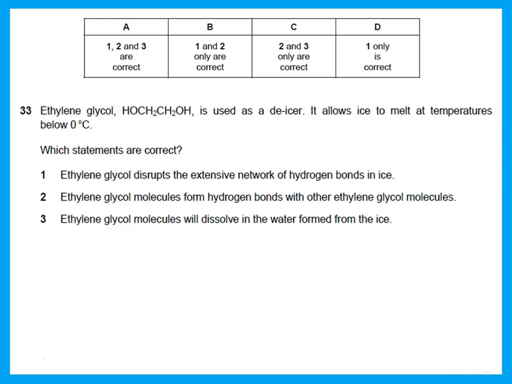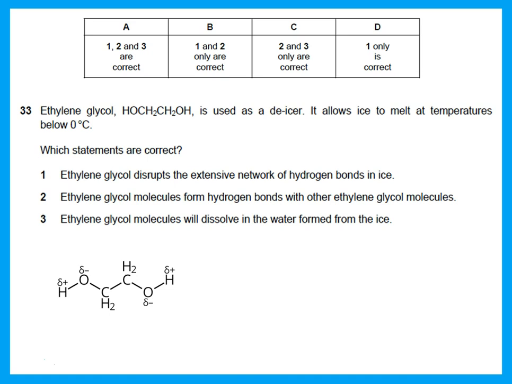Ethylene glycol is used as a de-icer. It allows ice to melt at temperatures below zero. Which statements are correct? Well, let's look. What is ethylene glycol? This is ethylene glycol. He already draws it for you, but drawing it out would make it easier. Then you should realize that this means that I have permanent dipoles. I have oxygen attached to hydrogen, and that means that this compound can form hydrogen bonds with itself, or it can form hydrogen bonds with water.